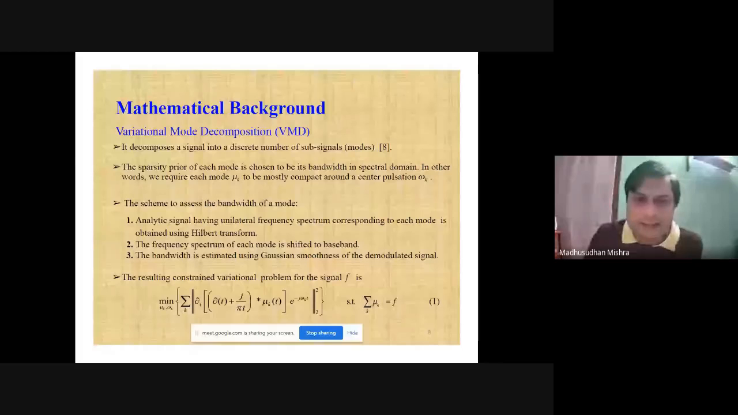And this scheme is used to assess the bandwidth of a single mode. Suppose we want to decompose a signal into n number of modes. So what should be the bandwidth of a single mode? That is governed by an optimization technique, and they first make the signal analytical using the Hilbert transform. Then the frequency spectrum of each mode is shifted to the baseband, because once it is shifted to the baseband, then we can go for Gaussian smoothness. So this is basically a constrained variational problem.